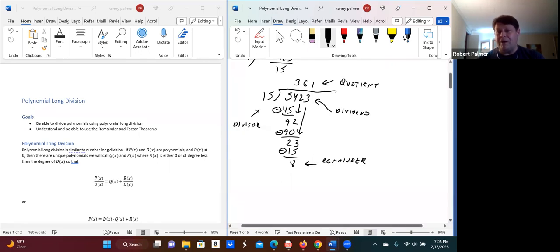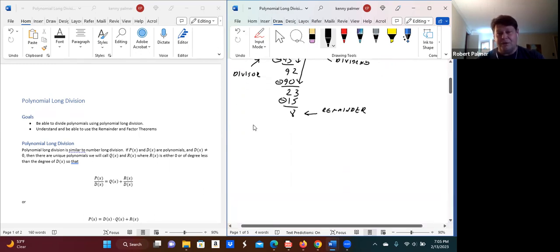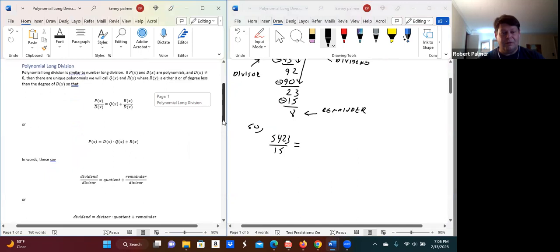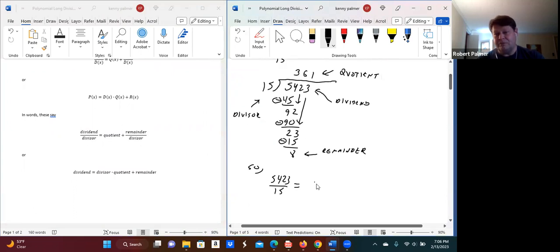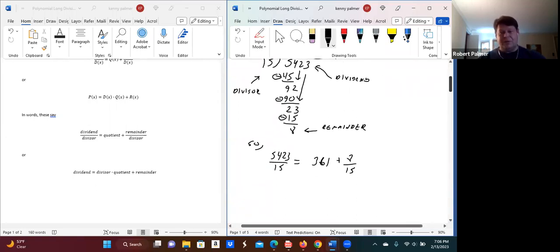Now, I want to write our answer this way. So what we have then is that 5,423 divided by 15 is equal to the quotient. So let's take a look over here. All right. The quotient plus remainder over the divisor. So the quotient, which was 361, plus the remainder, 8, over the divisor, which is 15. Okay. Now, is that true?